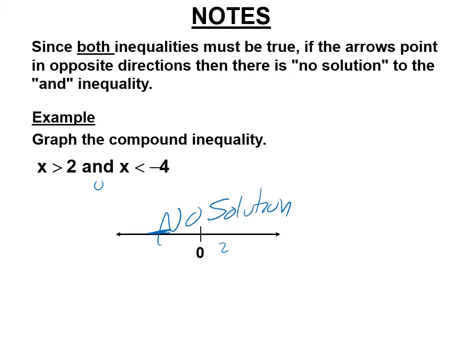All right, so this word in here matters. And we'll talk more about that in the or lesson. But you have to read that. There is no number that's both greater than 2 and less than negative 4.